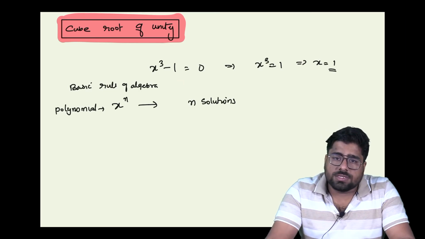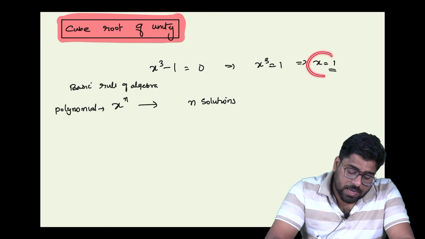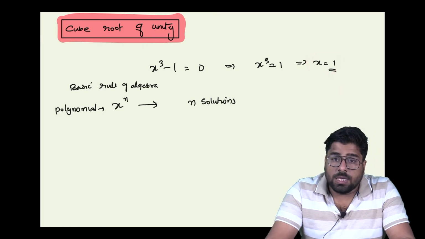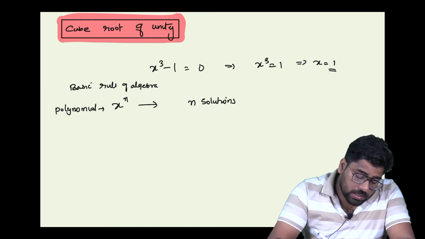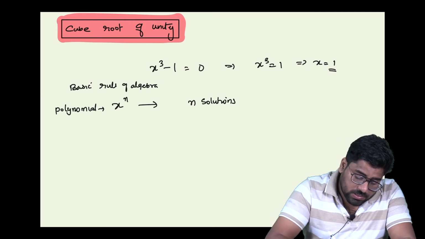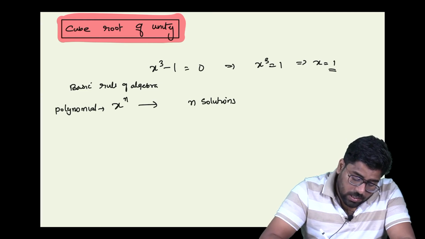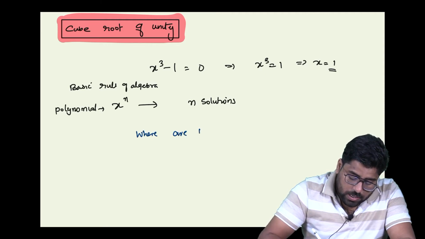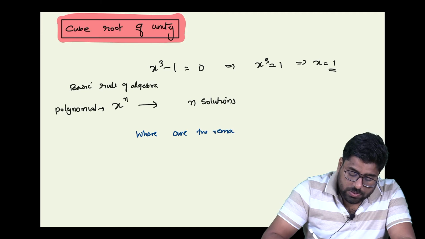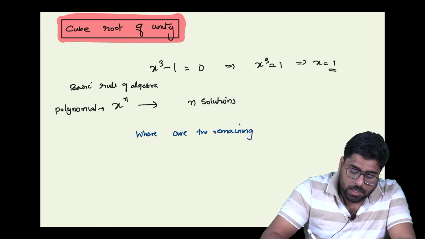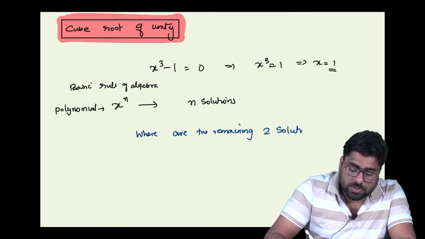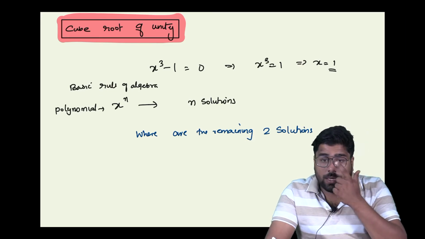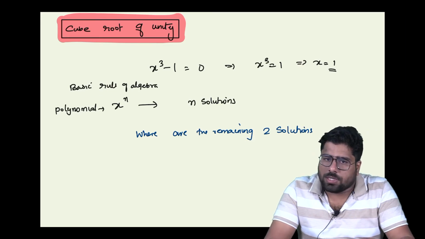So according to this theorem, x is equal to 1 is one solution, that is acceptable. The question is, where are the remaining solutions? Remaining two solutions. That was something that we were not actually able to find out. So that was actually a contradiction that had happened.